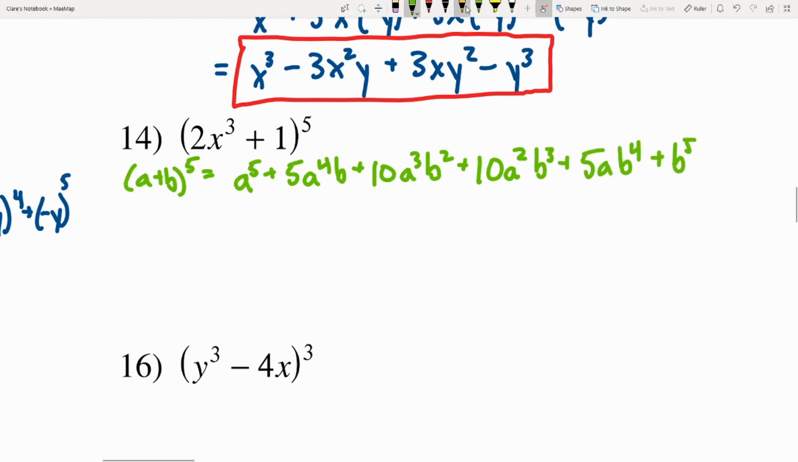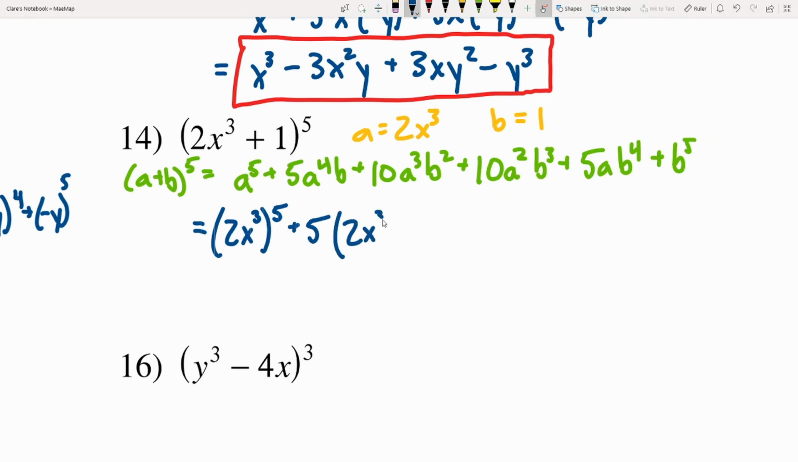All right, here we go. So my a in this case is equal to 2x cubed, and my b is equal to 1, which makes this b very nice because b, when it's equal to 1 raised to any power is simply 1. So this is going to be a to the 5th, which is 2x cubed raised to the 5th, plus 5 times a to the 4th, so 2x cubed raised to the 4th times 1, but I'm going to leave that out.